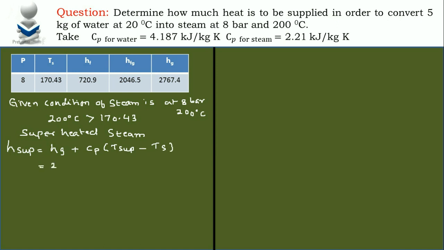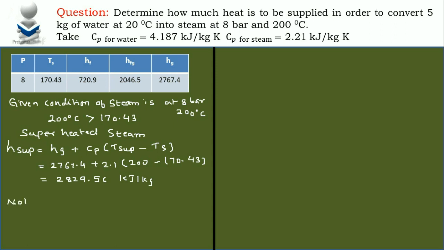From the table we can write down, it is 2767.4 plus 2.1 into 200 degrees minus 170.43. So if we calculate this, it comes out to be 2829.56 kilojoules per kg.